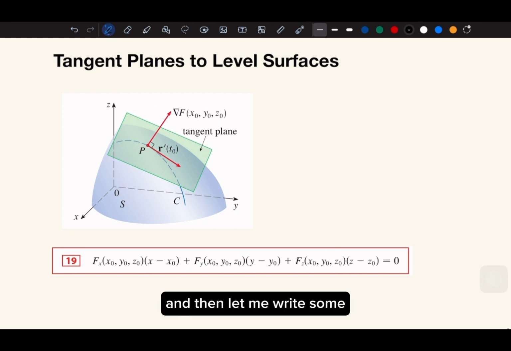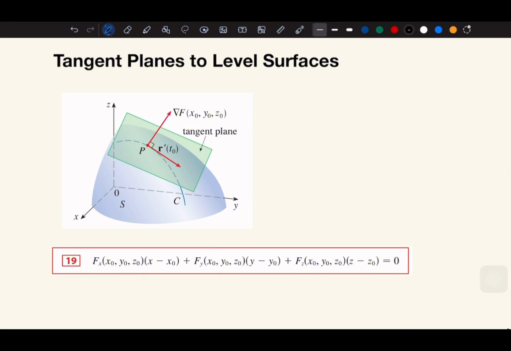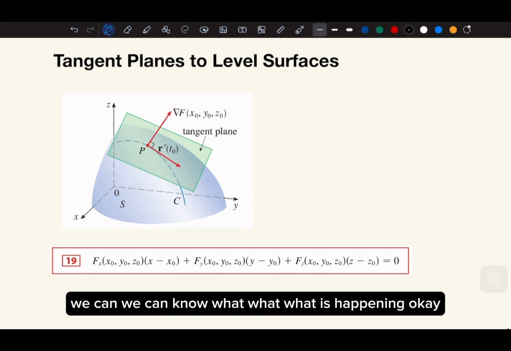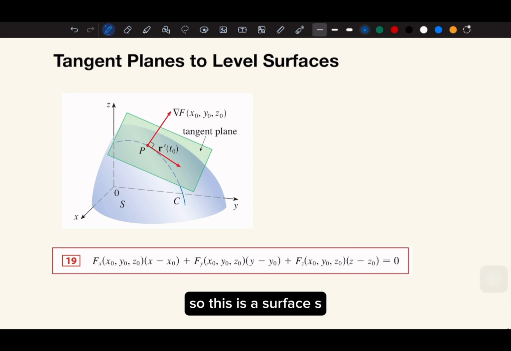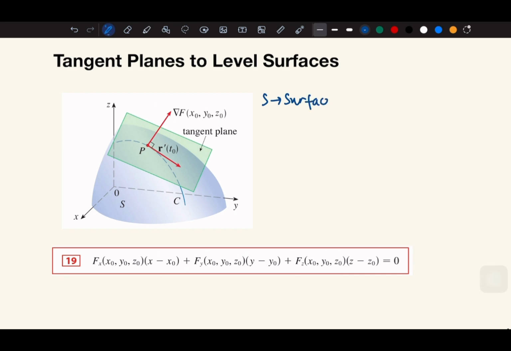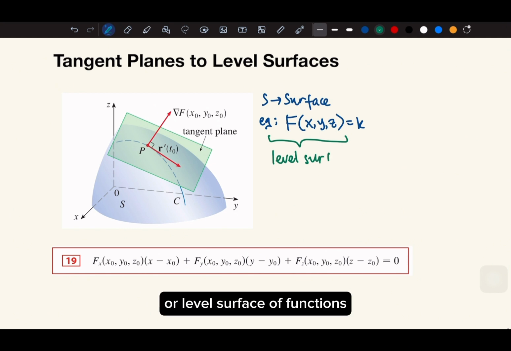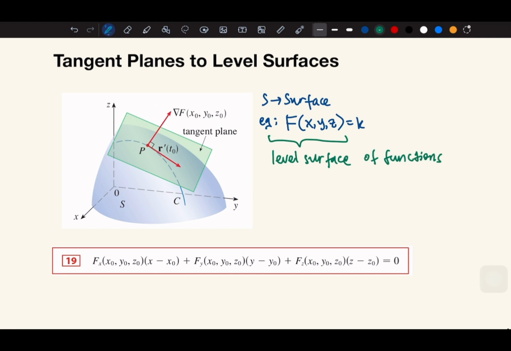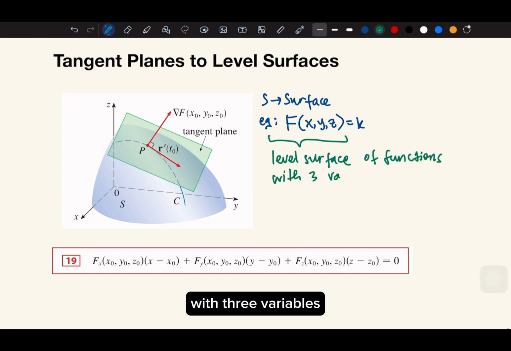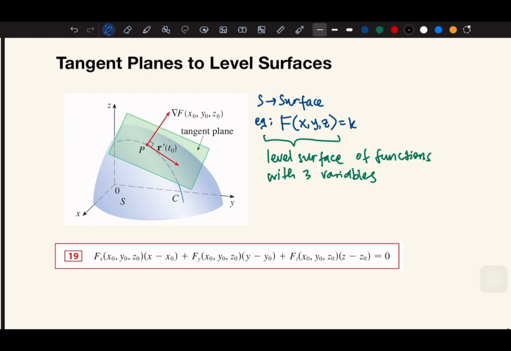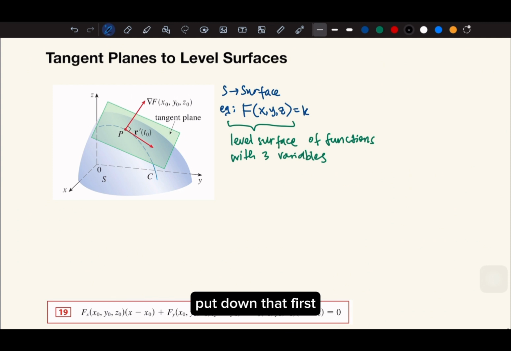Let me write some notes on the right side so that we can know what is happening. So this is a surface S, a surface with an equation of 3 variables equal to a constant. It means that from this equation, this is a level surface of a function with 3 variables. Let me put that down first.